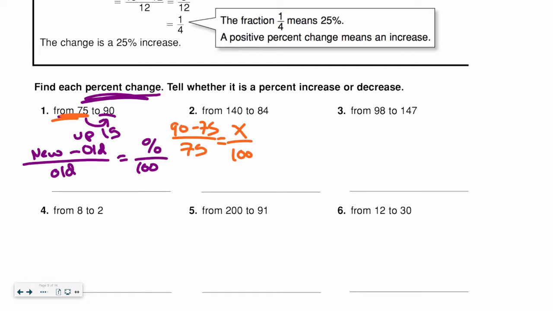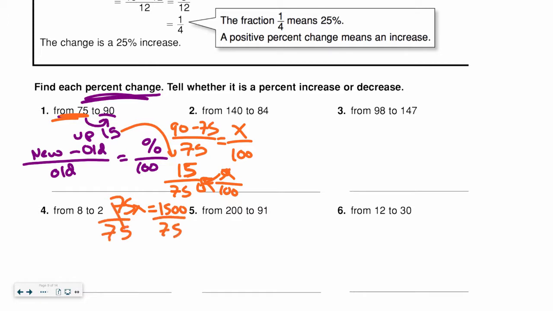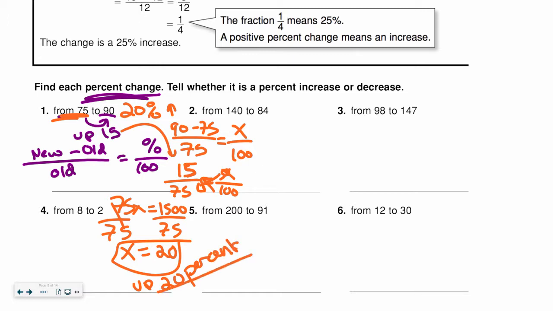Okay? So then I do 90 minus 75, which is that 15. So that 15 is right here. Okay? So showing that it went up 15. Now I can cross multiply and solve. So when I cross multiply, I get 75x equals 1500. I now can divide by 75. And I get my x equals 20. So find the percent change. It's a 20% increase. Okay? It went up 20%.